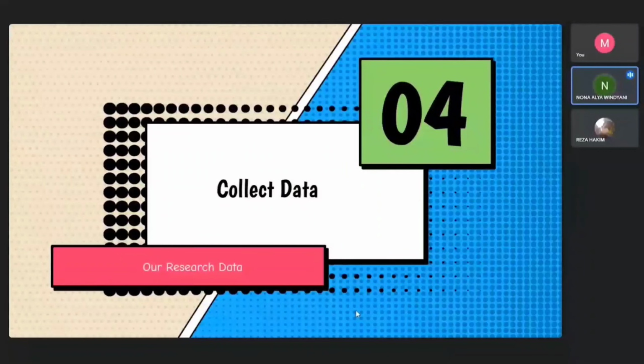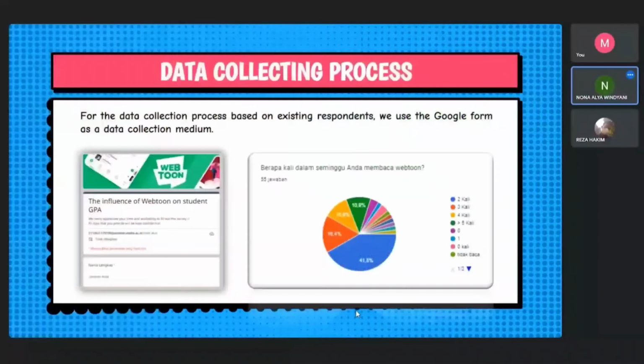Collect data. This is all research data. So for the data collection process, it is based on existing respondents, and we use Google Form as a data collection medium. So here, the title of this data collection Google Form is the influence of Webtoon on student GPA. So in this data collection, we're asking the respondents some questions regarding the Webtoon and also their GPA.